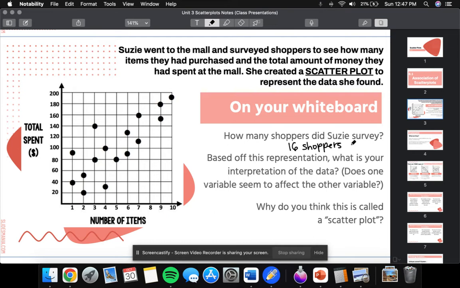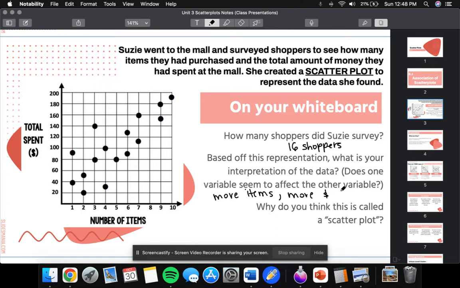Okay. Next question is based on the representation, what is your interpretation of the data? AKA, does one variable seem to have an effect on the other? All right, well, I noticed that these dots seem to go up in a positive upward pattern. So to me, it seems that the more items someone bought, the more money that they spent. So that's the interpretation I had. More items, more money. And that makes sense because usually when you buy more things, it's more expensive.